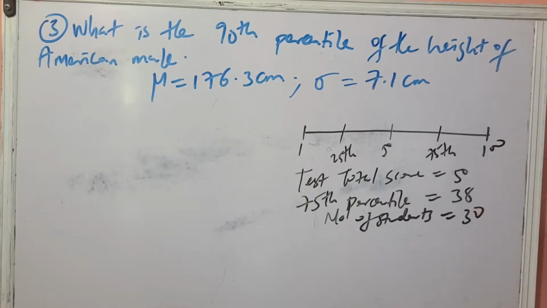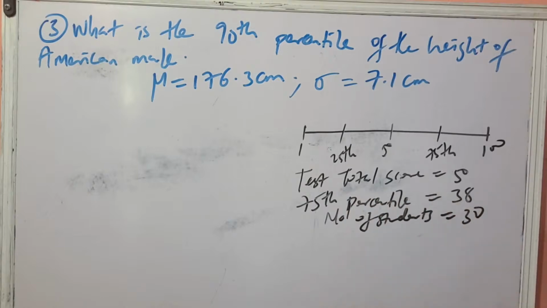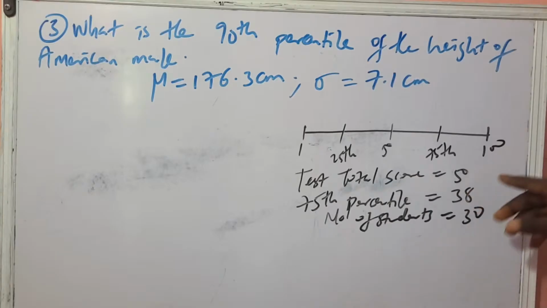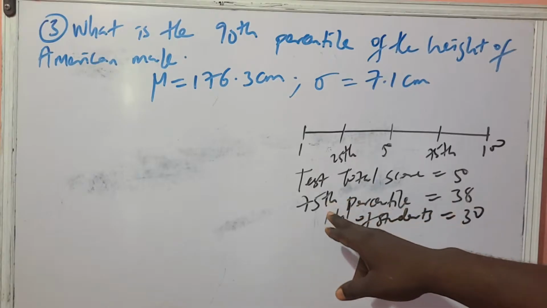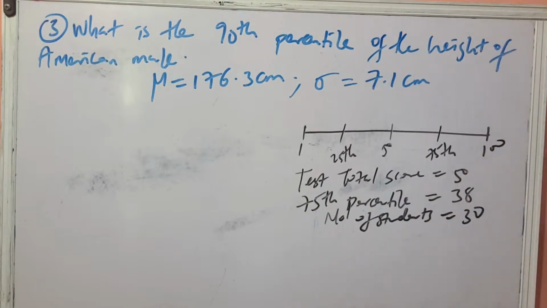Let me use a different way to explain this. If I say 75% of people had 38 or less than 38, I can also say in the same vein that 25% of people had scores as high as this or higher. If 75% of people had as small as or smaller than this, of course the remaining 25% had higher or as high as this. That's just the way you need to understand this.